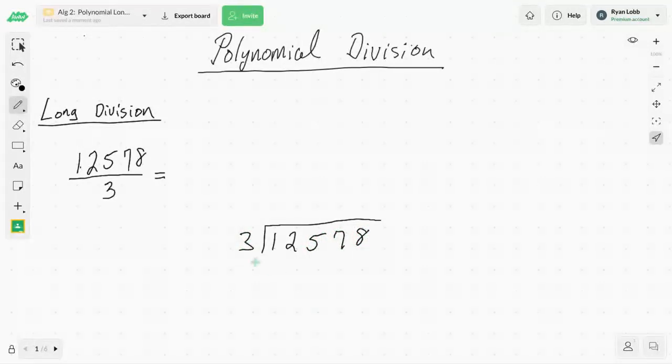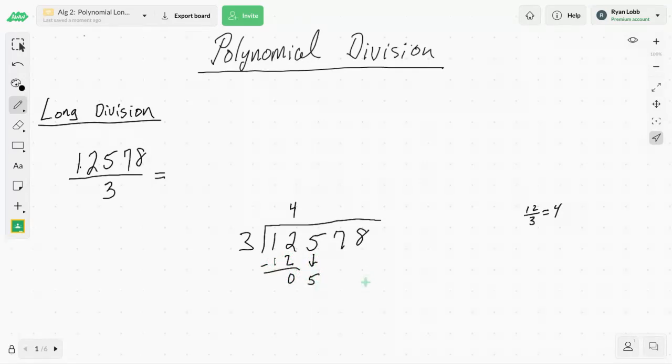And what's the process? Well, we go, all right, 3 goes into what? 3 goes into 12. We kind of, in our head, go on the side and go, 12 divided by 3 is 4, right? How many times does 3 go into 12? And we put the 4 up top. And then what do we do with that 4? We take that 4 times the 3, get 12, we subtract, get 0, bring down the 5.